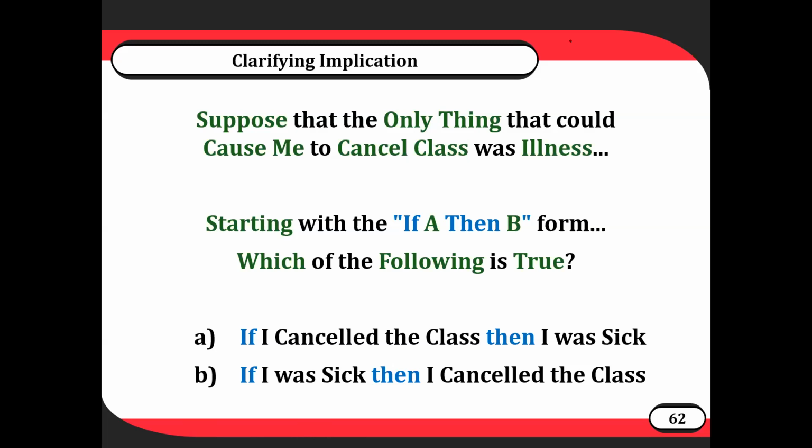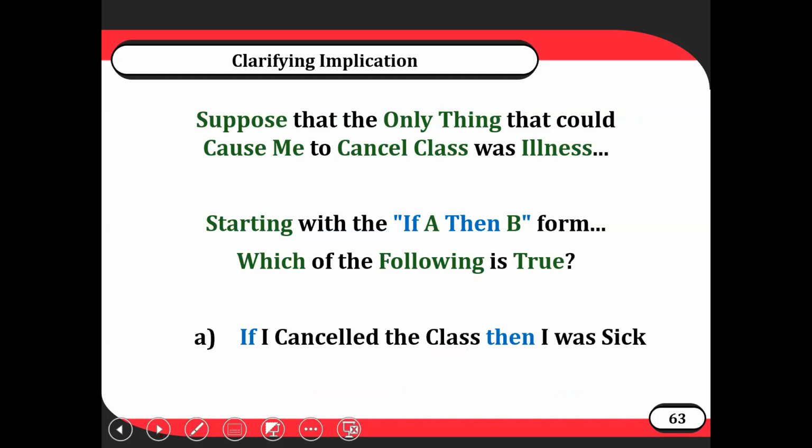So I'm saying that the only thing that could cause me to cancel class was illness. So let's think about what this means. So if I cancel class, then I was sick. Does that sort of follow from this statement? Or if I was sick, then I canceled class. So I said the only thing that caused me to cancel class was illness, but is it possible that I could be sick and I didn't cancel class? So it could be that this one might be false. So yeah, the correct answer is actually A.